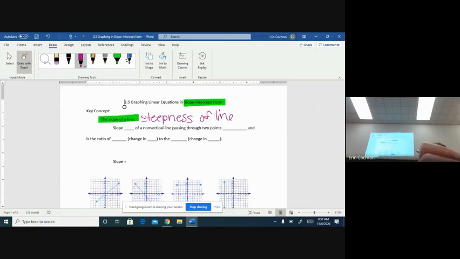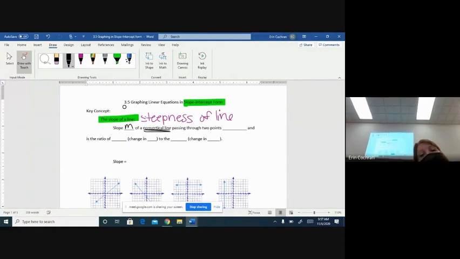Now, slope in this sense is always labeled with an m. Why? I don't know, but it's an m, okay? So slope is labeled as m of a non-vertical line.